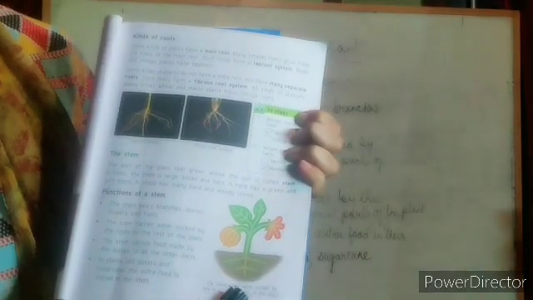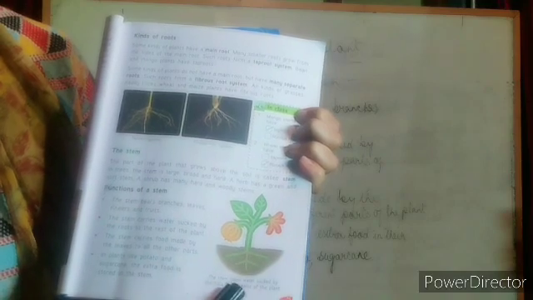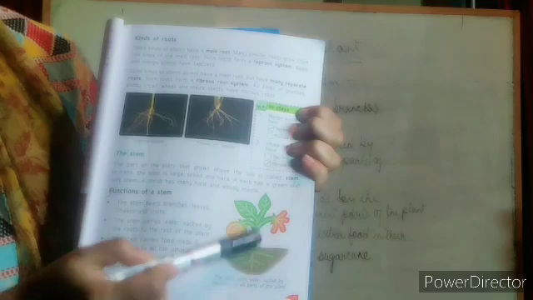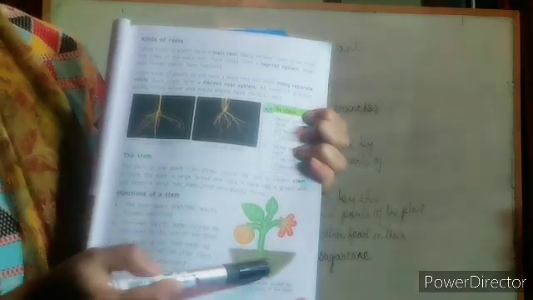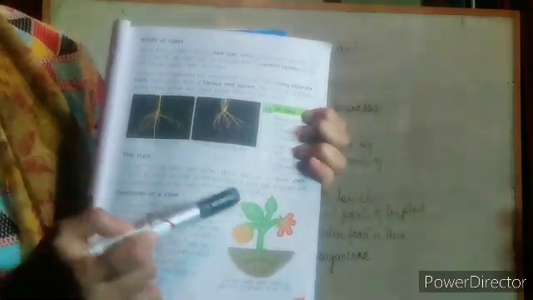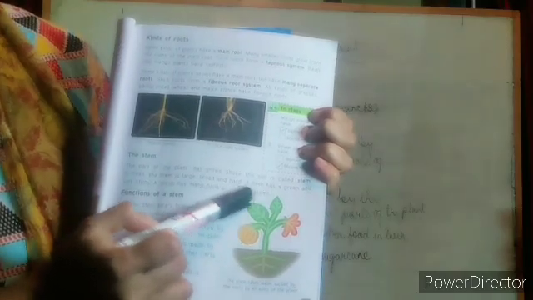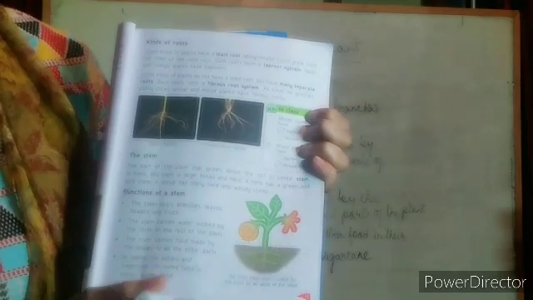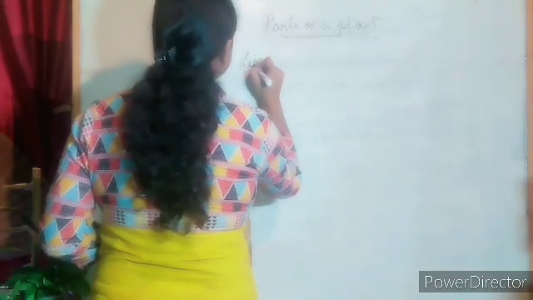See, this picture, the network is shown here. The stem takes water sucked by the roots to all parts of the plant. So this is just a rough sketch of the network shown, of how the water is carried to different parts of the plant. Again, the food prepared by the leaves is carried to the different parts of the plant. So next we will be discussing leaves.